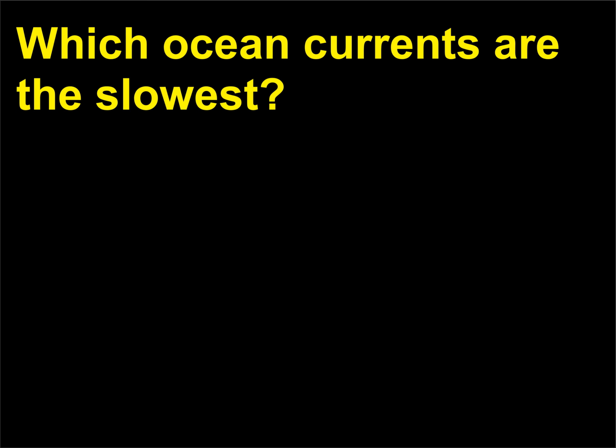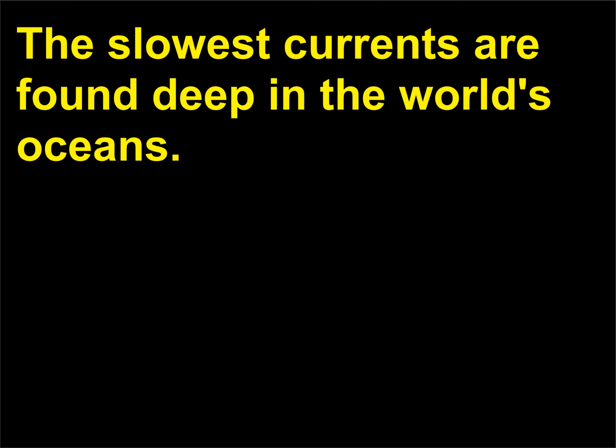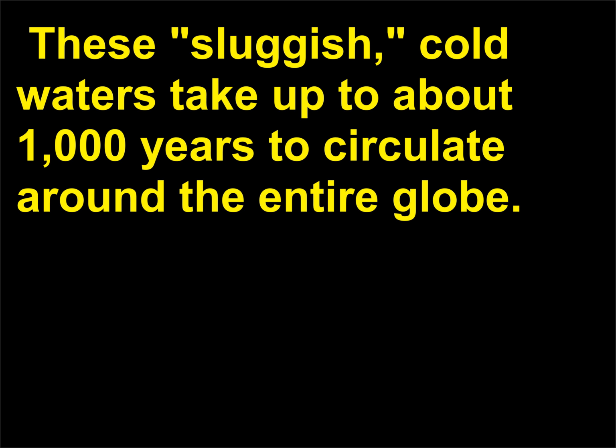Which ocean currents are the slowest? The slowest currents are found deep in the world's oceans. These sluggish, cold waters take up to about 1,000 years to circulate around the entire globe.